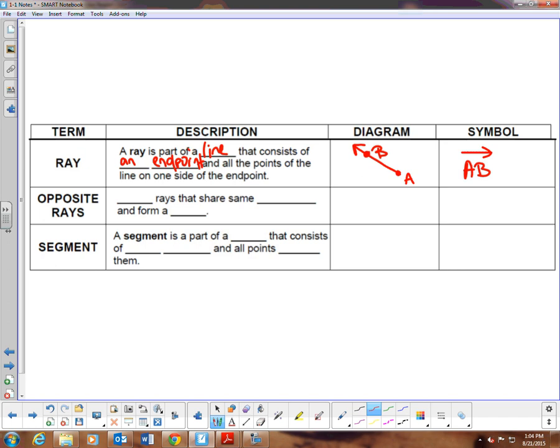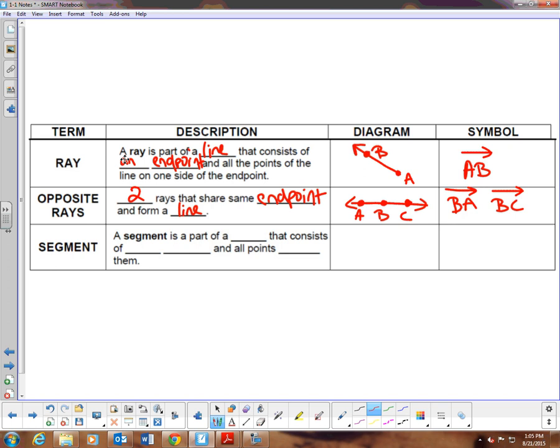Okay, opposite rays are two rays that share the same endpoint and form a line. So in the picture of this one, the opposite rays would be ray BA and ray BC. Those are opposite rays. They share the endpoint B, and they go in opposite directions to form that line.